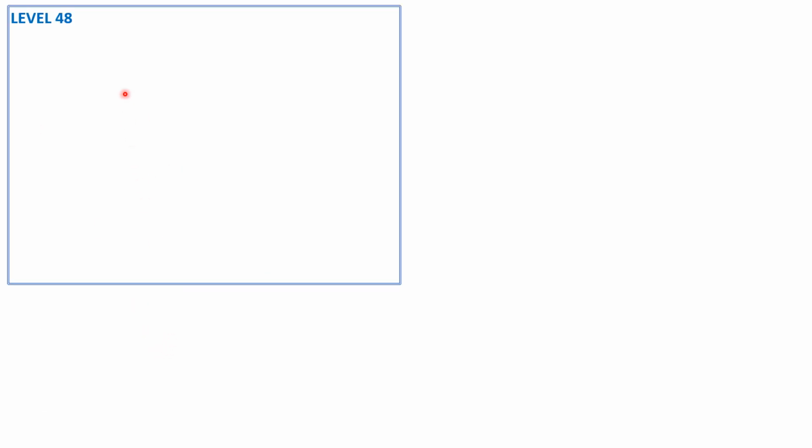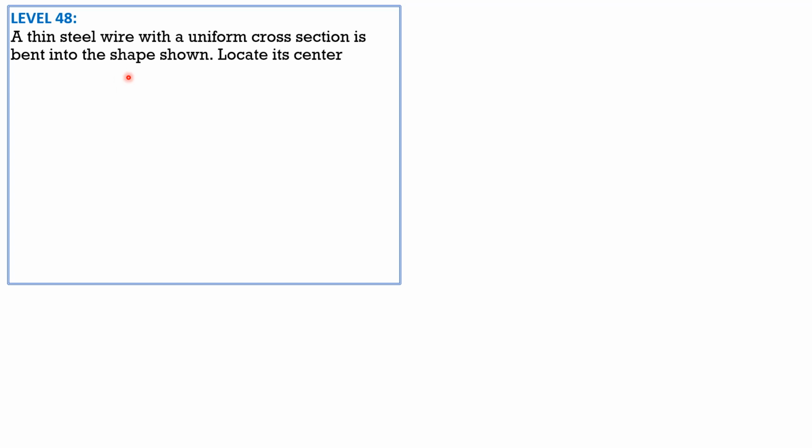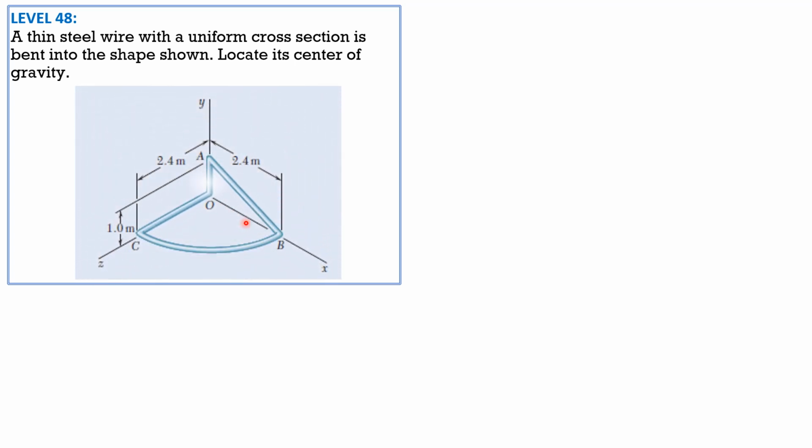Level 48. A thin steel wire with a uniform cross-section is bent into the shape shown. Locate its center of gravity. So for the solution, let's call this element 1, element 2, element 3, element 4.